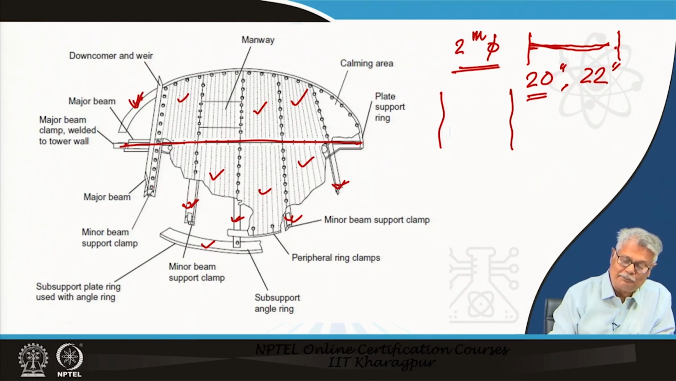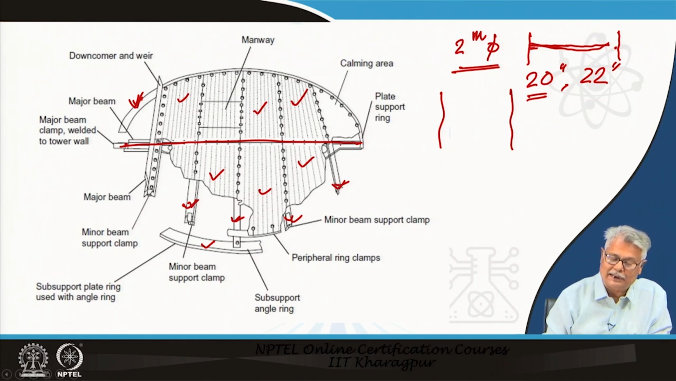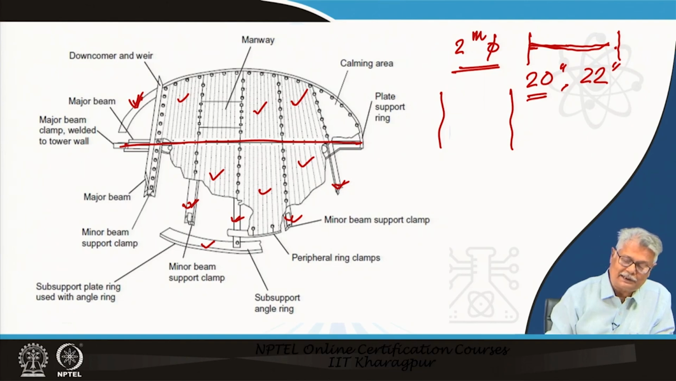And you have boltings all along. The tray support ring is bolted. There are boltings on the minor beam support. There are boltings across the major beam support also. I believe by this time you have got a fair idea how the deck is placed. You will definitely notice that here there is a downcomer and a weir. Here only the weir portion is shown, the downcomer is below this, that is not in view, and that is also bolted.